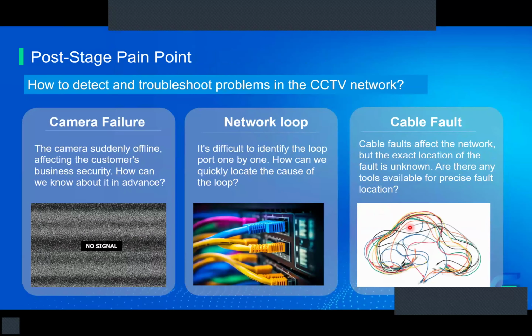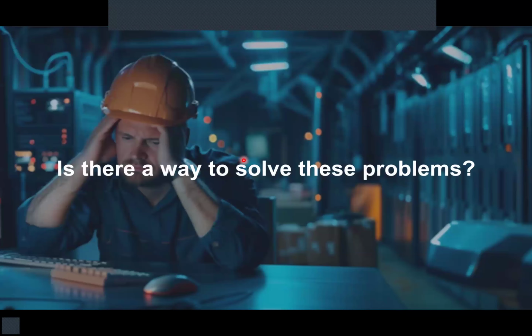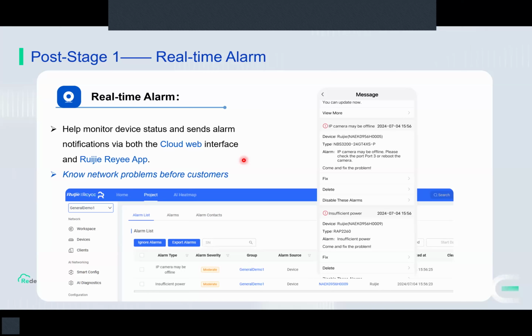And for the post-stage pain point, if the network has some issue, it's hard for us to troubleshoot. So how to troubleshoot easily from our cloud? The first feature is the real-time alarm. If there are some issues, you can see the alarm here. What's the issue in our network? For example, the IP camera offline or insufficient power. It will show you the notification here.